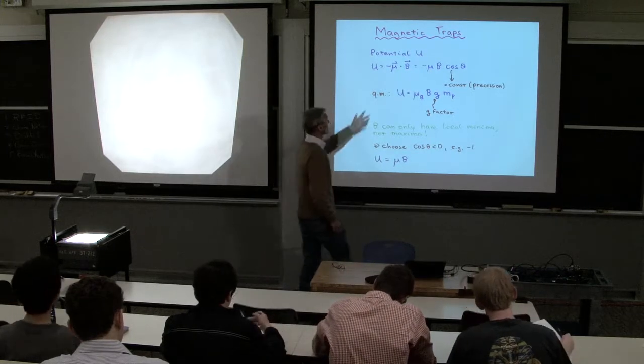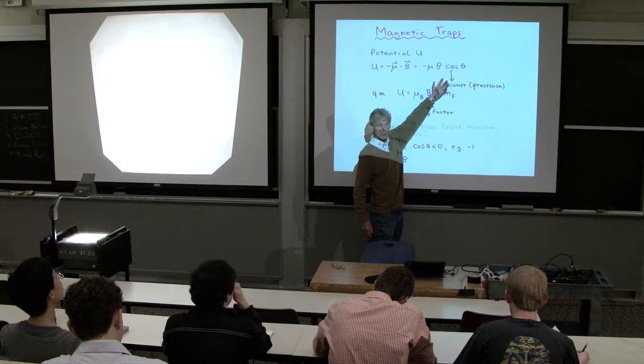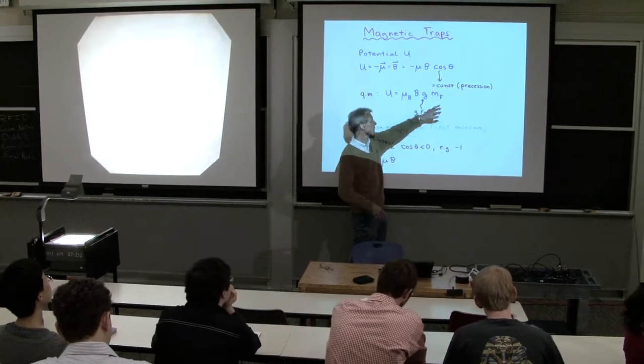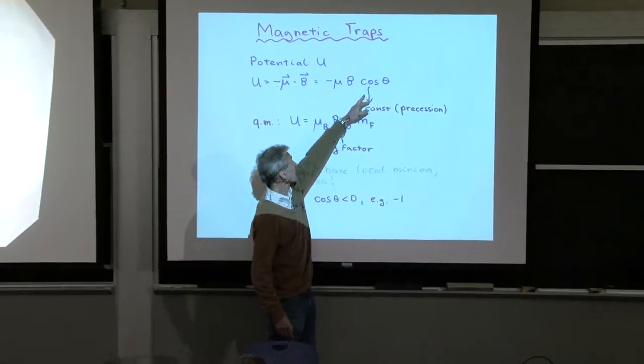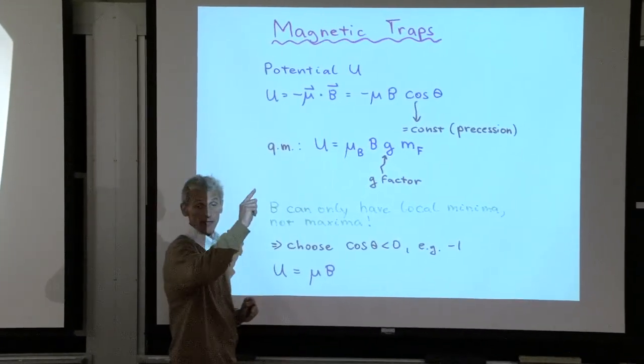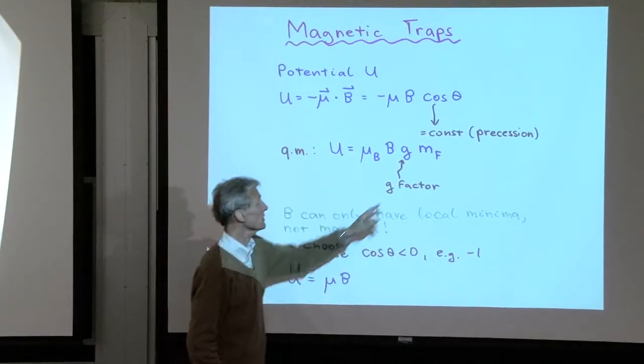But I told you that magnetic trapping is a purely classical phenomenon. The only quantum mechanical aspect is that this angle at which the magnetic dipole is oriented with the magnetic field is quantized.